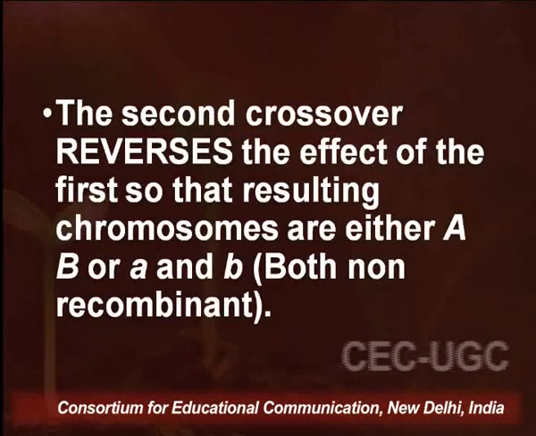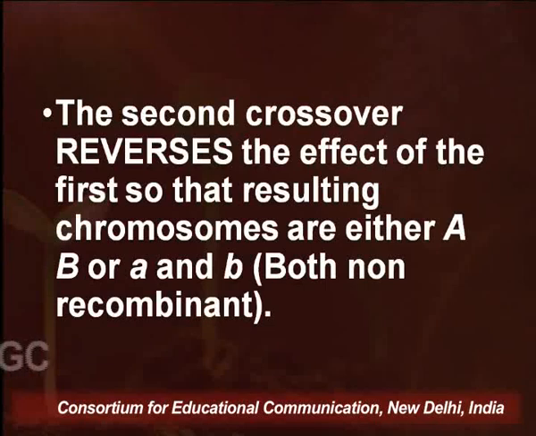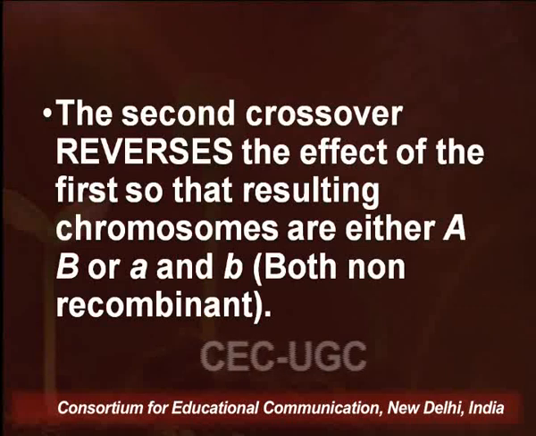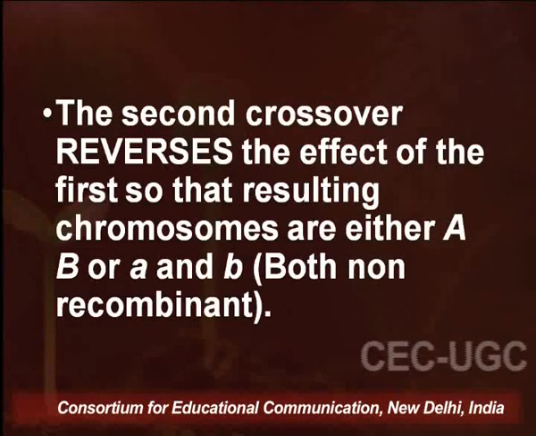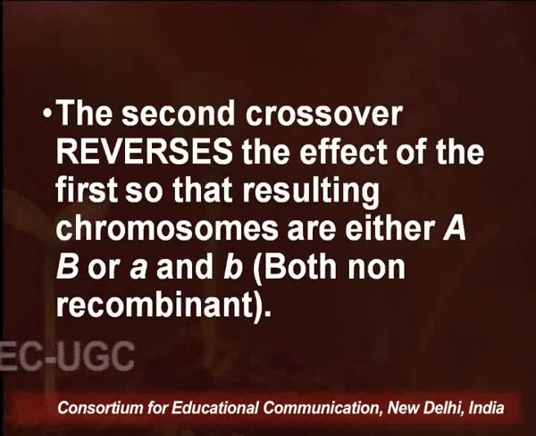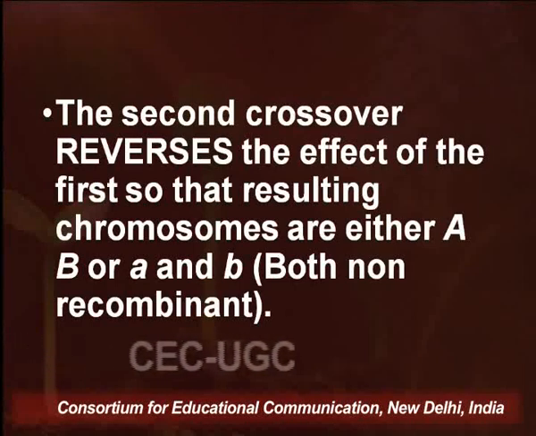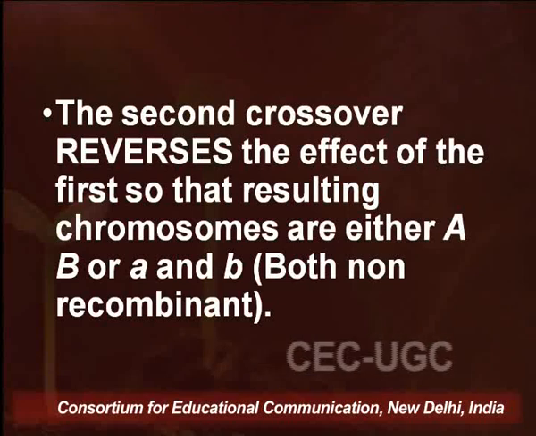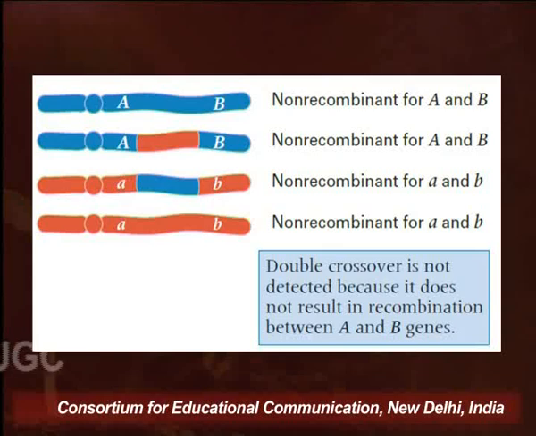Whatever has been crossed, the second crossover reverses the first situation. So that means the effect of the first has been reversed. The chromosomes are again either AB capital or ab small. So that means again we are going to the same situation. Both of them are non-recombinants.